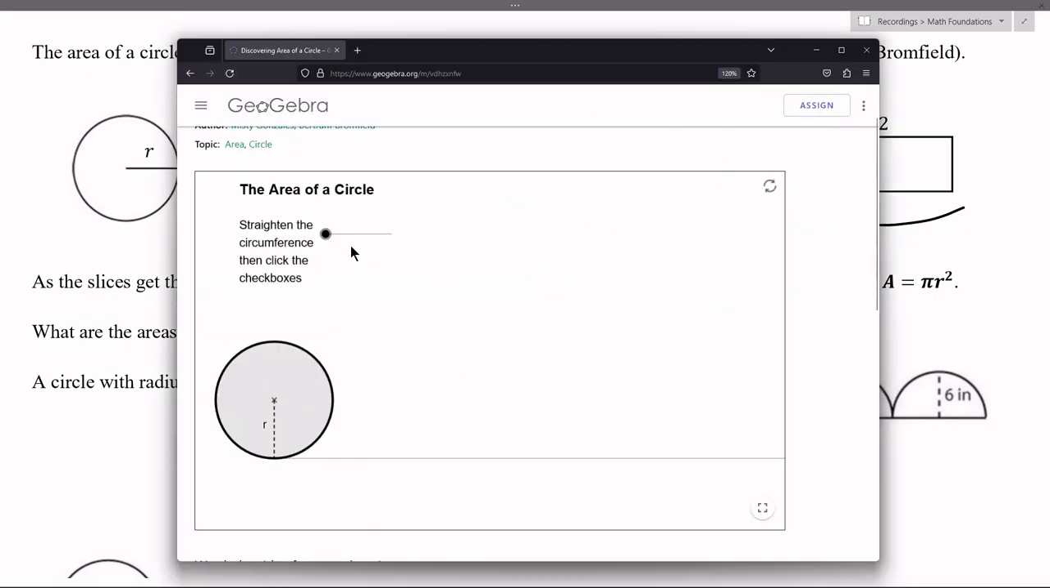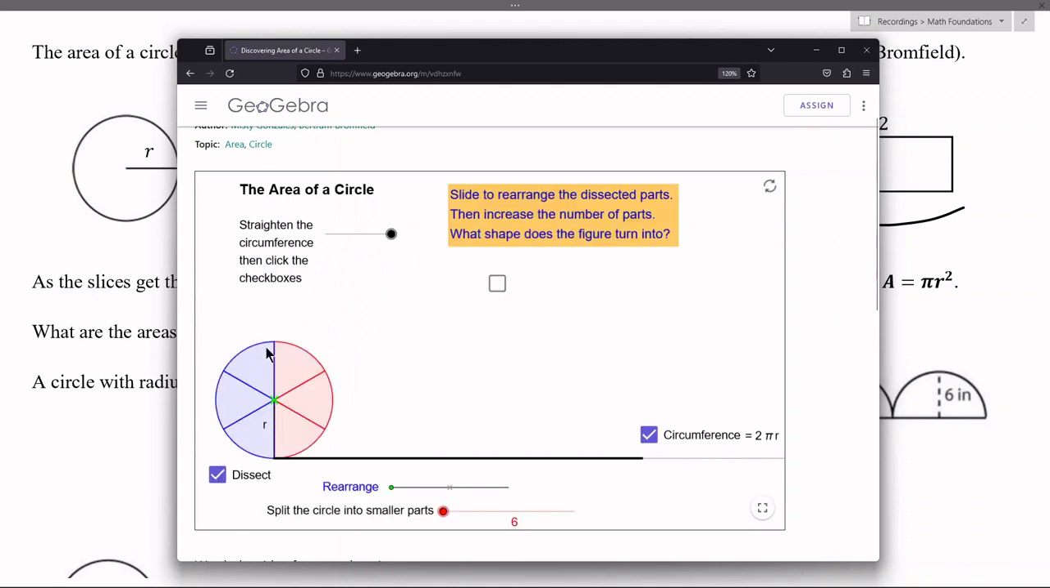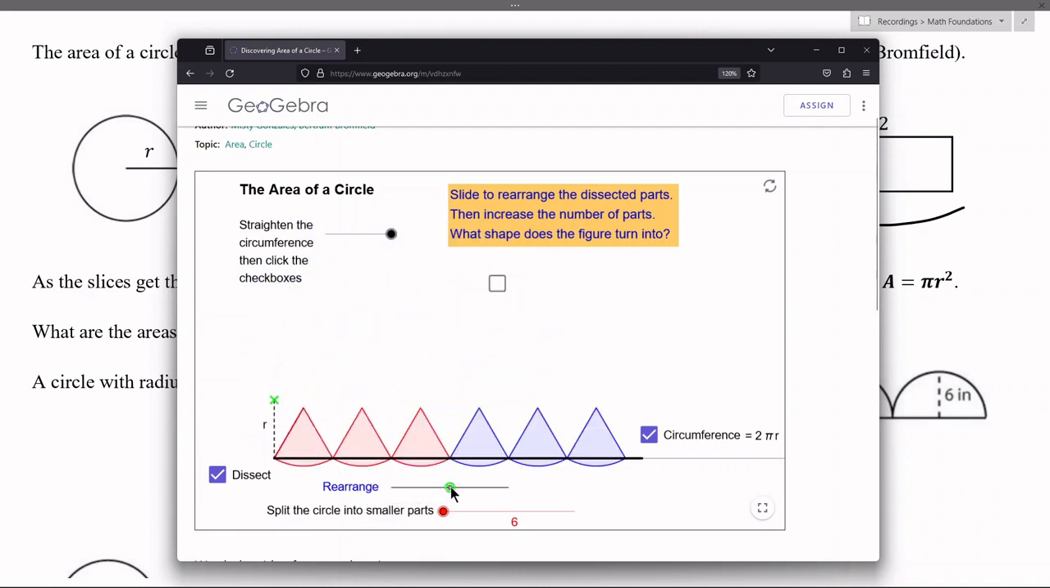So what we can do is we can straighten this circle just to give an idea of what this measurement is. This is, of course, the circumference here that we are cutting out. And then we're going to dissect the circle into its parts. We're going to rearrange them, spread them out, and then flip them over to be matched up.